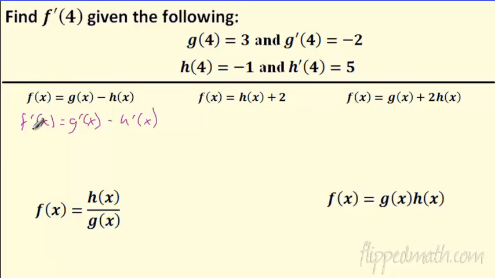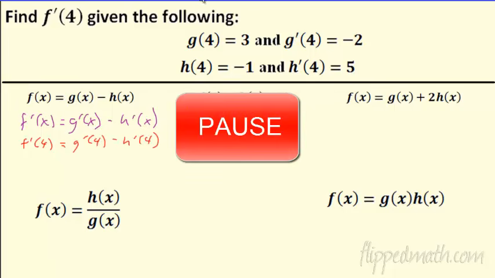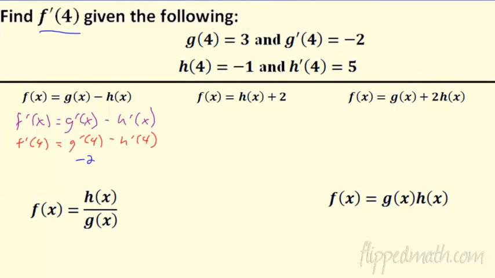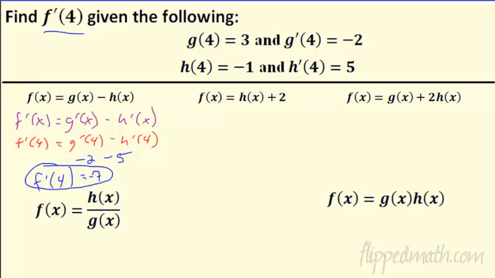So now if I plug in f prime of 4, what do I get? I'm really looking at g prime of 4 minus h prime of 4, and I gave you some stuff here. It's all at 4. So g prime of 4 is negative 2. And h prime of 4 is 5. So we can find f prime of 4. What is that? Negative 2 minus 5, negative 7. Excellent. Boom.